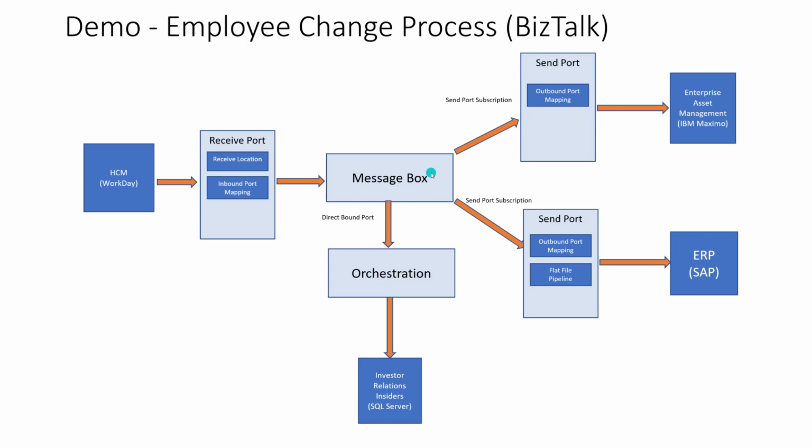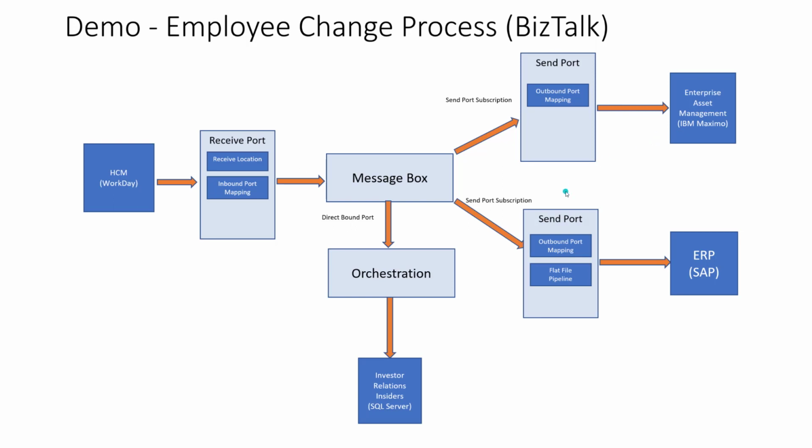Then we might have other systems that need this information as well. So perhaps an enterprise asset management system, such as IBM Maximo, and we want to go ahead and feed this system. Now, we don't really need to do a whole lot of logic around this specific scenario, so we can just go ahead and have a message-only scenario where we create a send port subscription. We then have an outbound port mapping where we can go ahead and take that canonical message that was sent into the message box and then map it out to our specific format for our EAM system.